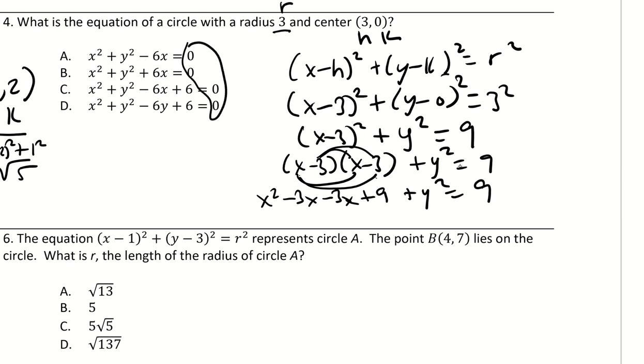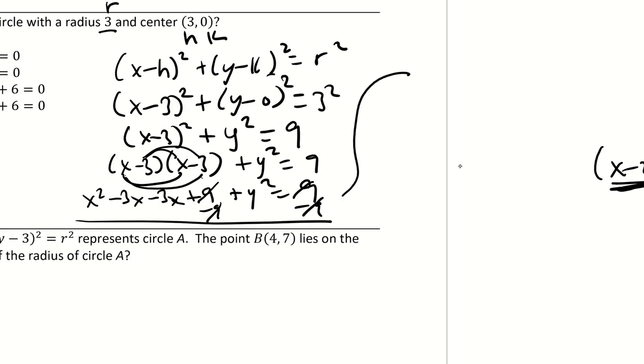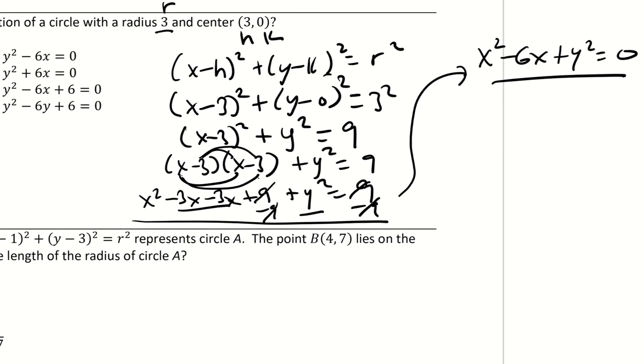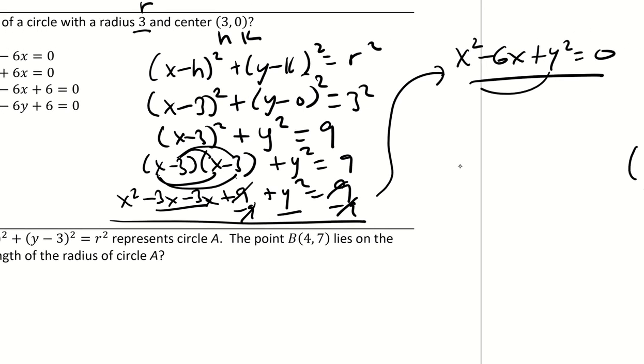Since these are all equal to 0, I'm going to go ahead and subtract this 9 and force it to be 0. And in doing so, these go away. So let me just put my work here. So this is negative 3 and negative 3. That's negative 6x. And then we got plus y squared equal to 0. And then, of course, they rearrange it. They put the y next to the x.